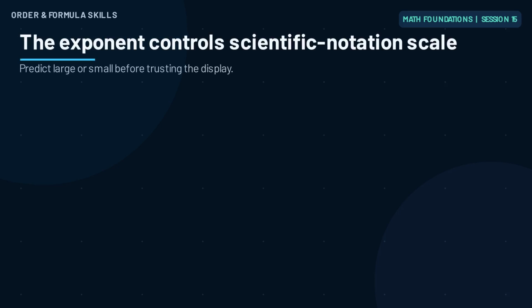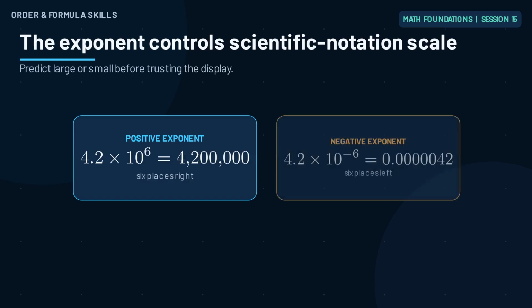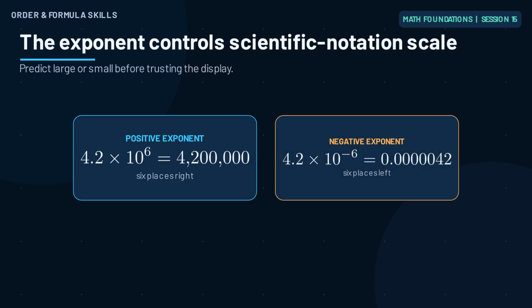Scientific notation separates a number into a manageable coefficient and a power of 10 scale. 4.2 times 10 to the sixth represents a large value. A positive exponent moves the decimal 6 places right, producing 4,200,000. 4.2 times 10 to the negative sixth represents a very small value.